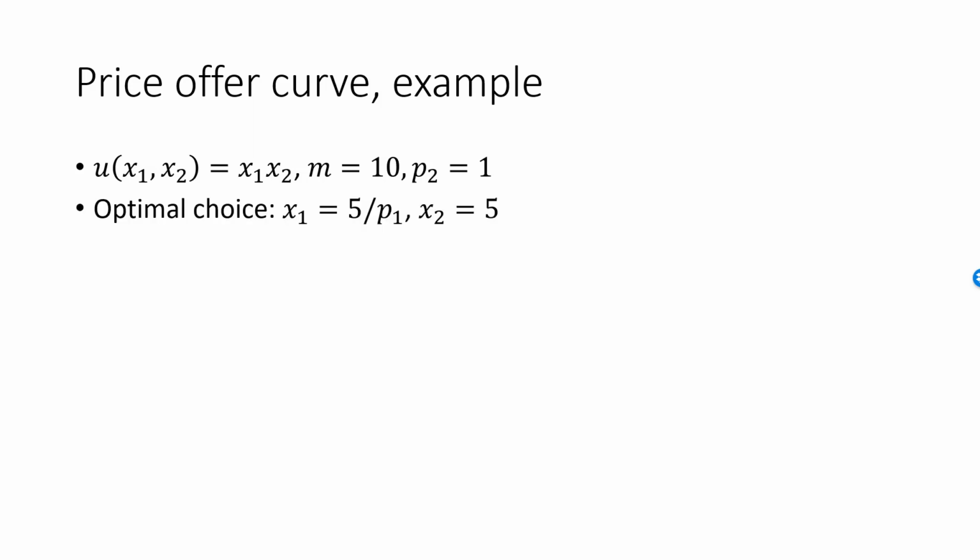Here is a mathematical example of a price offer curve. Starting from a Cobb-Douglas utility function, u equal to x1 x2, with m equal to 10 and p2 equal to 1. The optimal choice is x1 equal to 1/2 m over p1, which is 5 over P1. x2 is equal to 1/2 m over P2, which is 5, independent of P1. As we go from a high value of P1 to a low value of P1, rotating the budget line outwards, x1 will increase while x2 will remain constant. Therefore, with Cobb-Douglas preferences, the price offer curve for good 1 will become the horizontal line intersecting the x2 axis at x2 equal to 5.